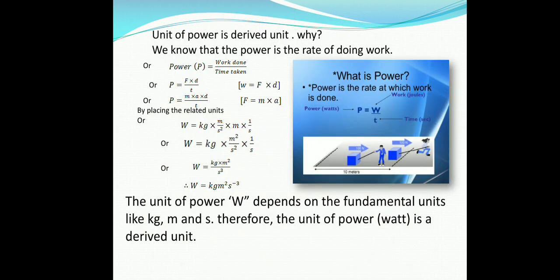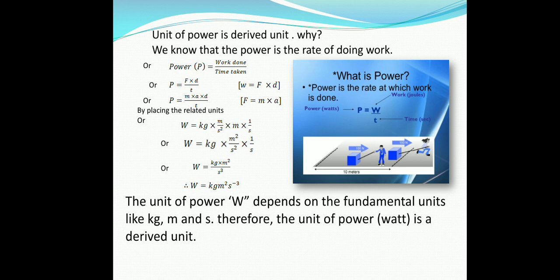Now, how is the unit of power derived? We know that power is the rate of doing work. From the definition, we can get the formula: power is equal to work done by time taken, or P equals W by T, where W is equal to F into D. Instead of work done, we use F into D. Again, let's break down the formula of force, that is M into A. Instead of F, we use M into A into D divided by T.